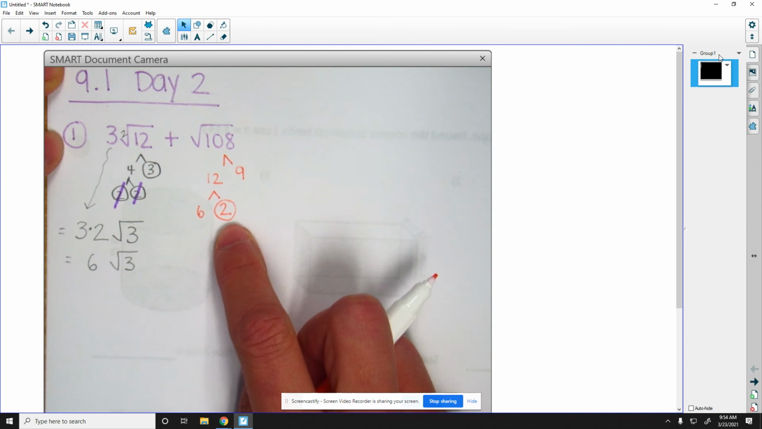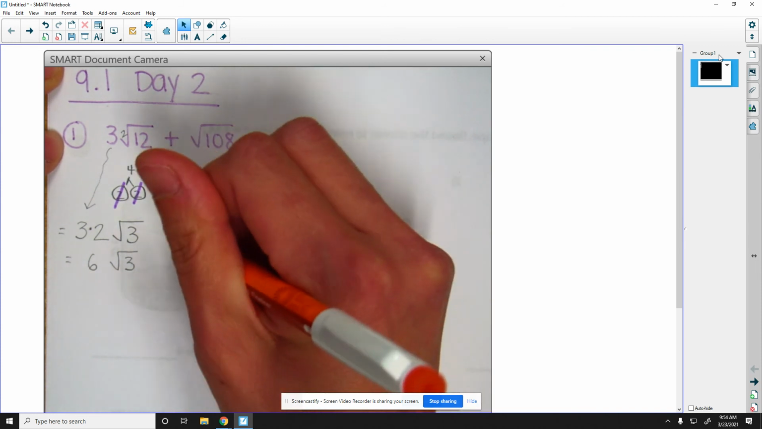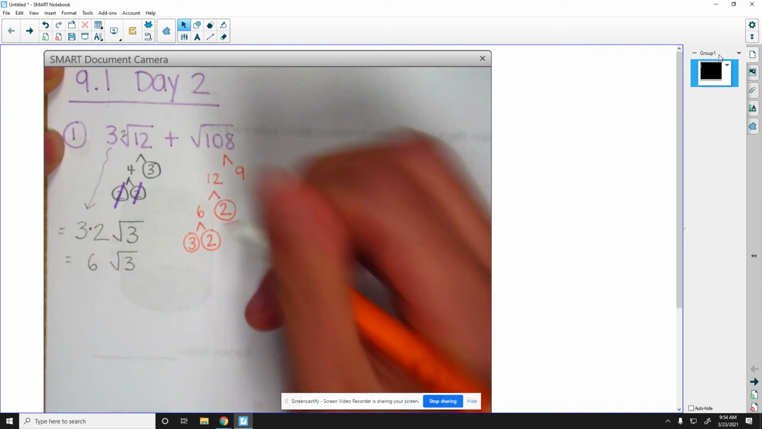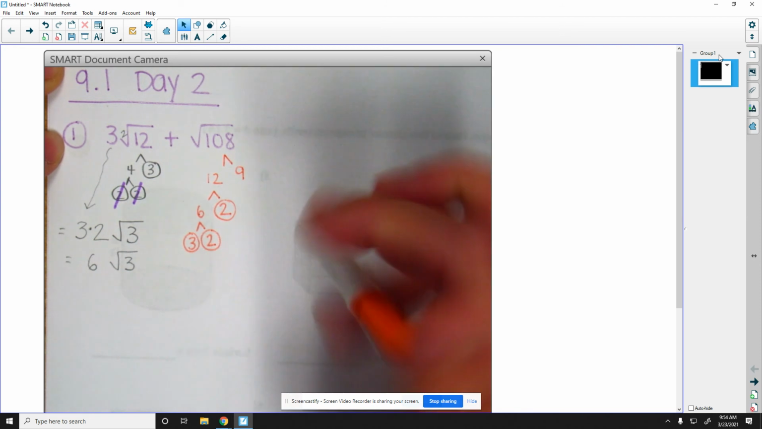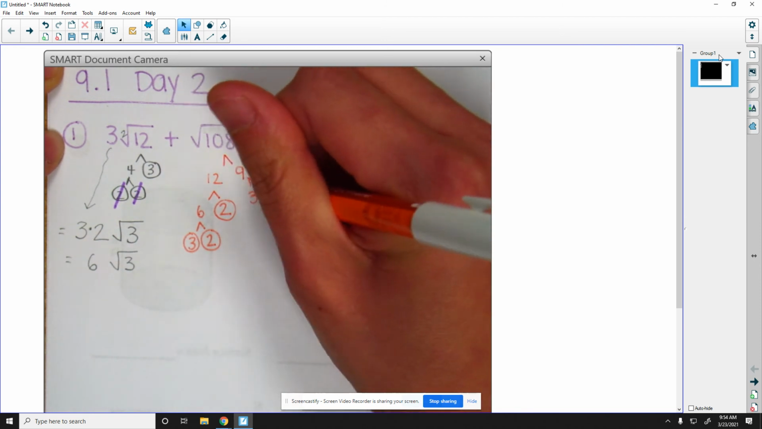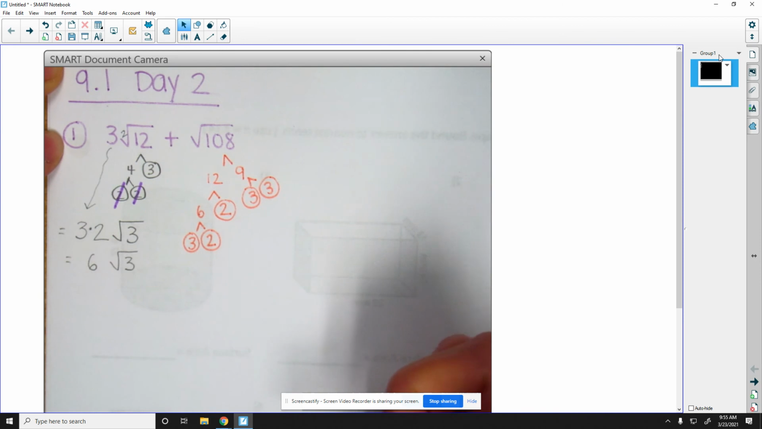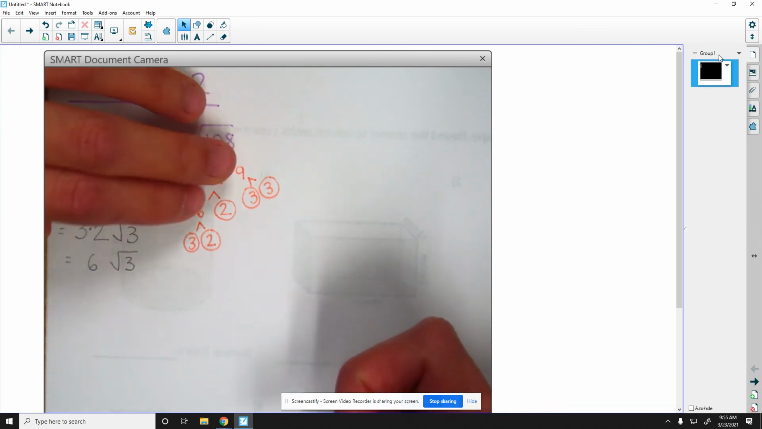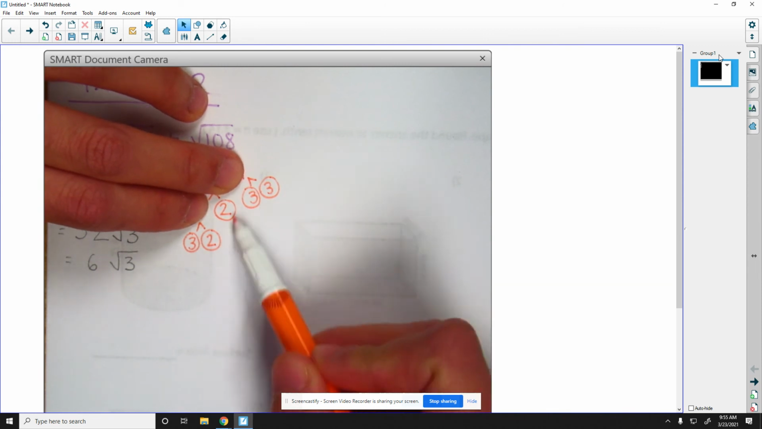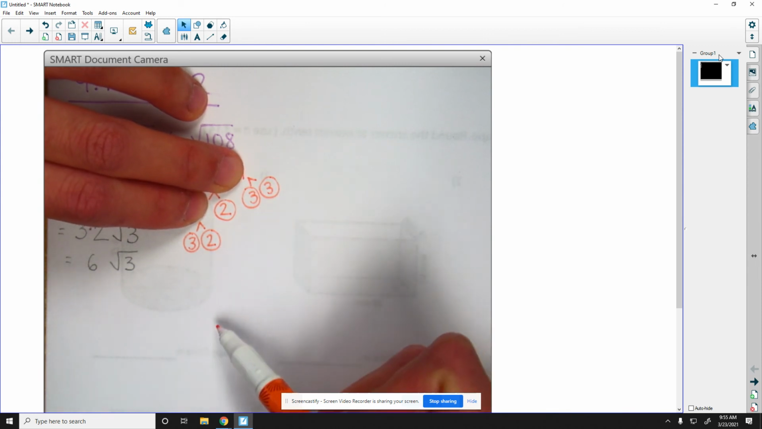Okay, so I'm going to circle this 2. 6 is 3 times 2. I'm going to circle the 3 and the 2. 9 is 3 times 3. I'm going to circle the 3s because they're all prime numbers. Okay, so remember, I'm only looking at the circled numbers. I only want to look at the prime numbers.